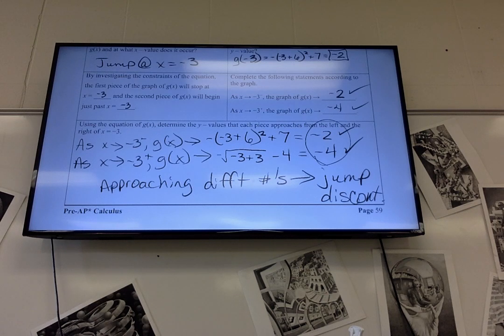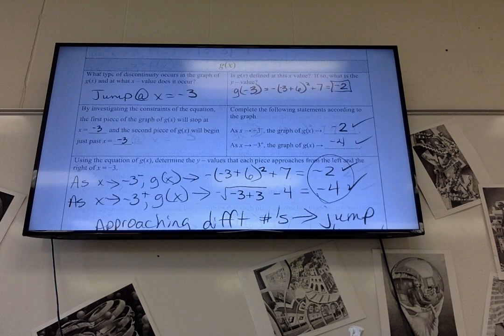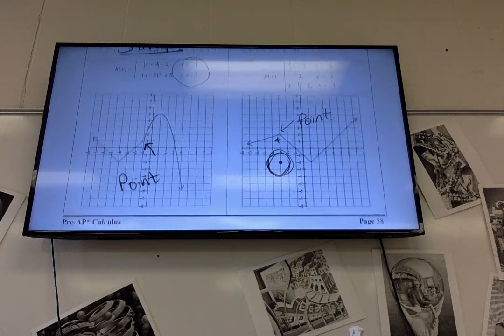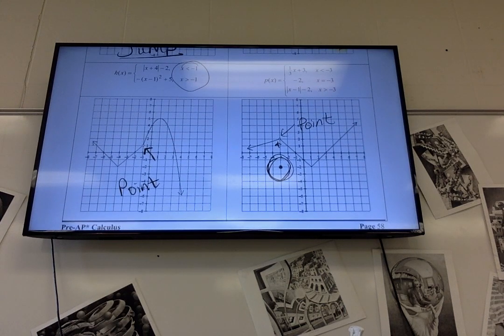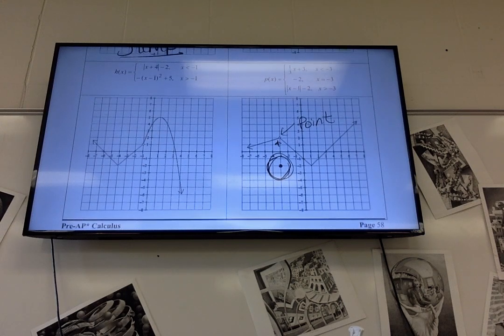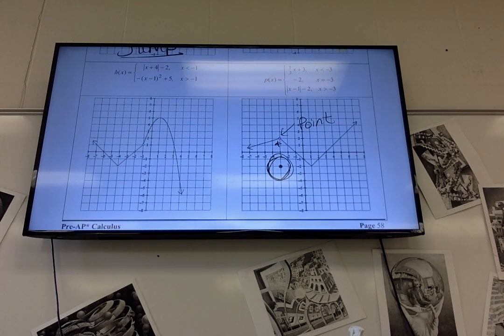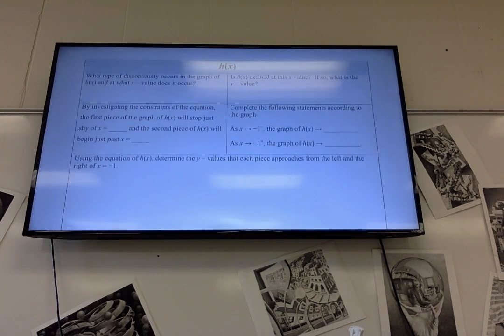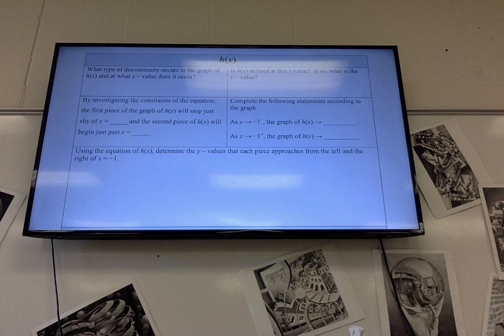Okay, so moving on. Now we're going to look at h of x. So h of x is this equation and this picture. That's h of x. So what type of discontinuity was h of x? Point, and where at? Yeah, x equals negative 1. Please let me know if you're not seeing how we got either one of those or one of them. That's important. Those are supposed to be the easy points, so if you miss that, it'll be real easy to explain to you.